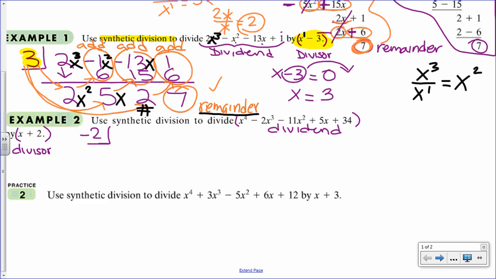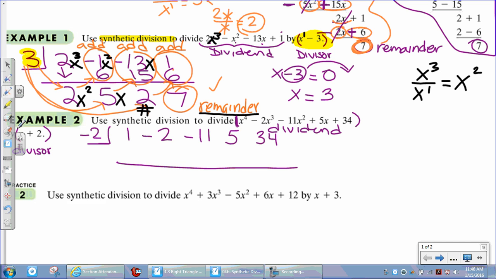And the coefficients, remember, even if you don't see a number with a term, it's still a 1, right? We have 1 x to the 4th. The coefficient of x cubed is negative 2, and then negative 11, and then positive 5, and then positive 34. One thing to consider here is very important, so please write this down.